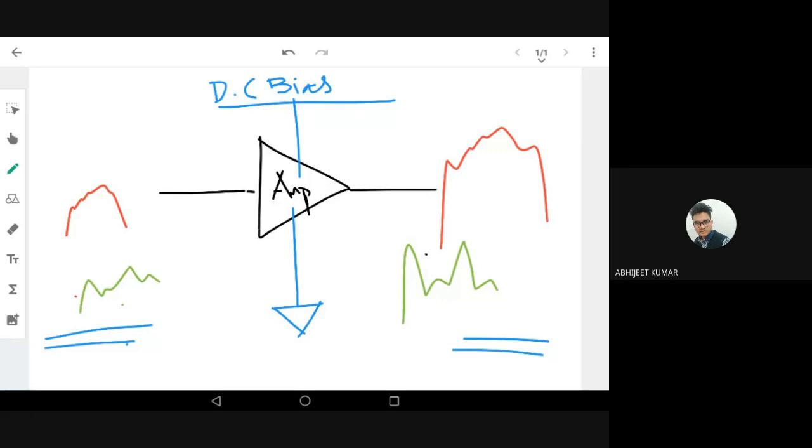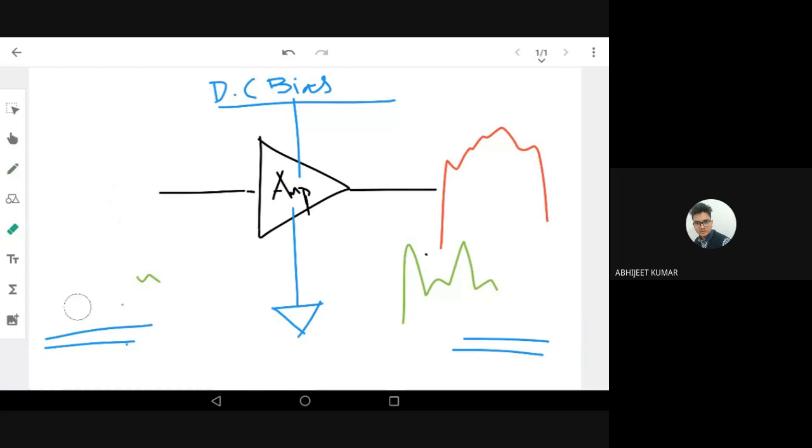So we have to remember, DC biasing is how we fix the DC operating point of a transistor. This is very important. Yesterday we were discussing how we fix the DC operating point of the transistor, else the amplification will not be proper.